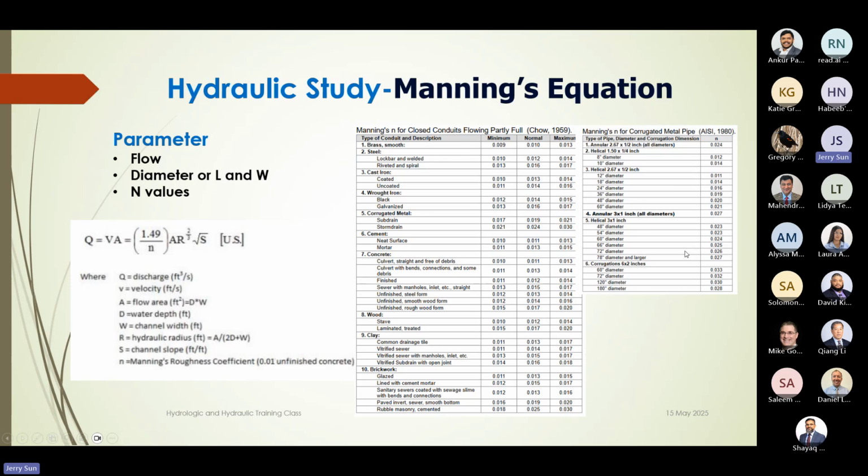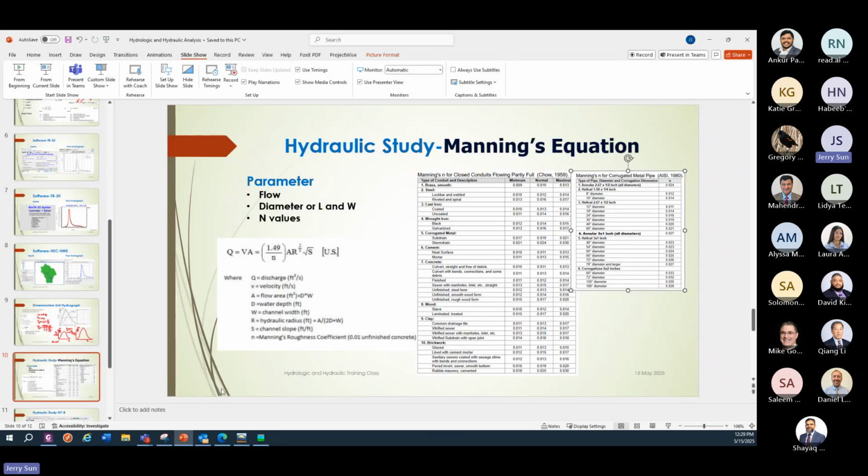Those are common numbers. But if you look at a very large pipe, for example 72 or 78 inches, this one is very huge, maybe you consider different numbers. But within our design, we don't need to.